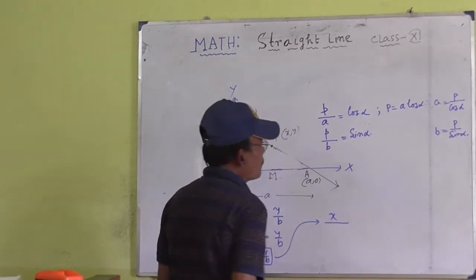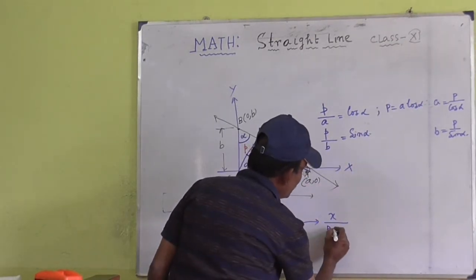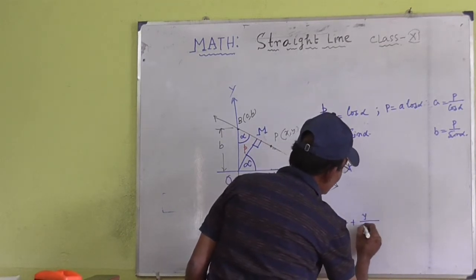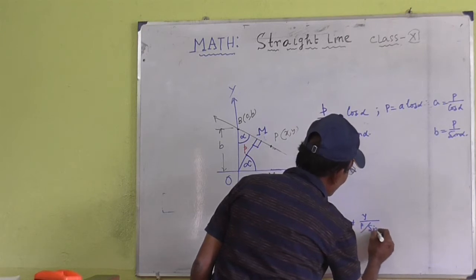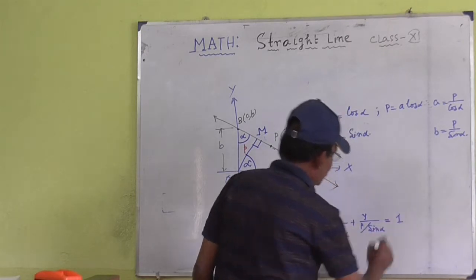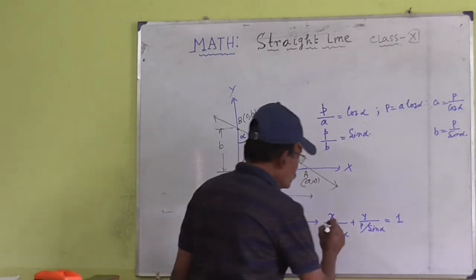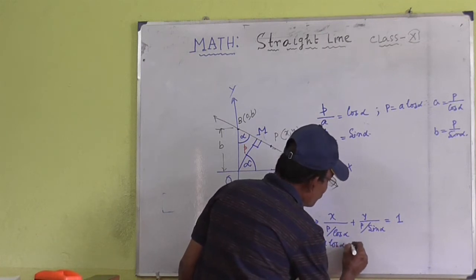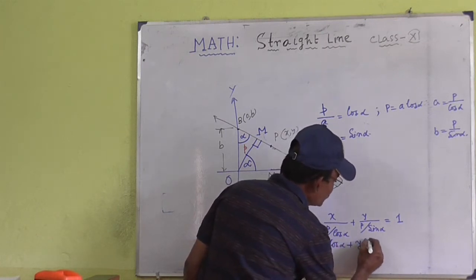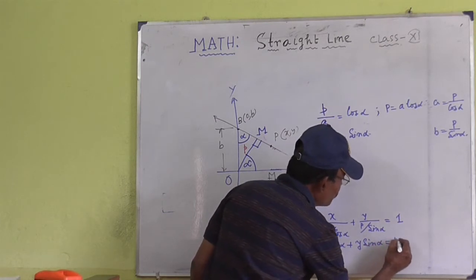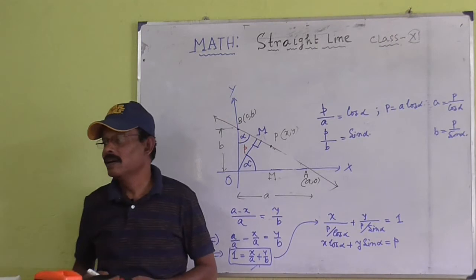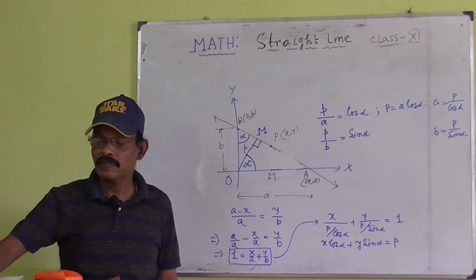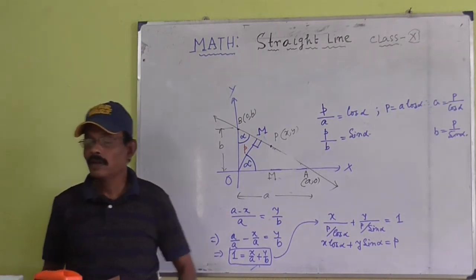So from this, x by A means x cos alpha by P, plus y by B means y sin alpha by P, equals 1. Clear? If we simplify, x cos alpha plus y sin alpha equals P. This is the normal form, x cos alpha plus y sin alpha equals P. This is the normal form. Okay.